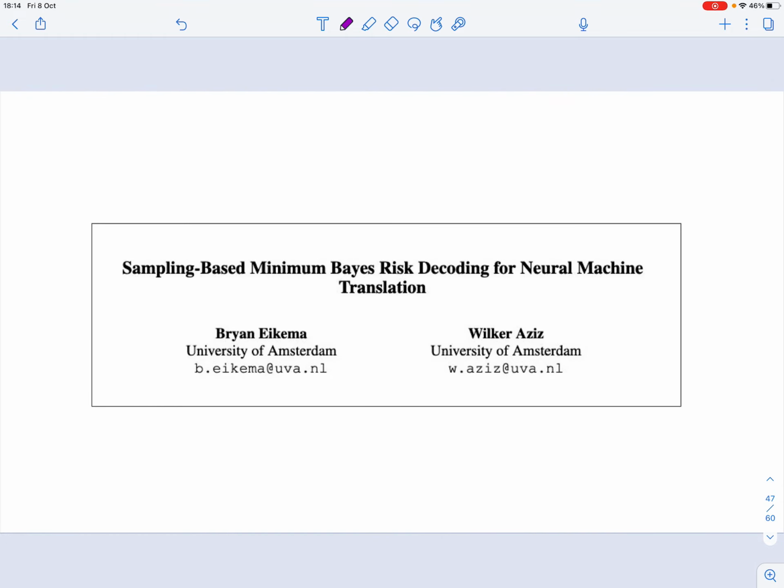But luckily there's already some very recent work on this that was very recently published on arXiv, again from Bryan Eikema and Wilker Aziz. The main focus of this work is to improve the efficiency of the MBR algorithm. I would really encourage you to go and read this work.